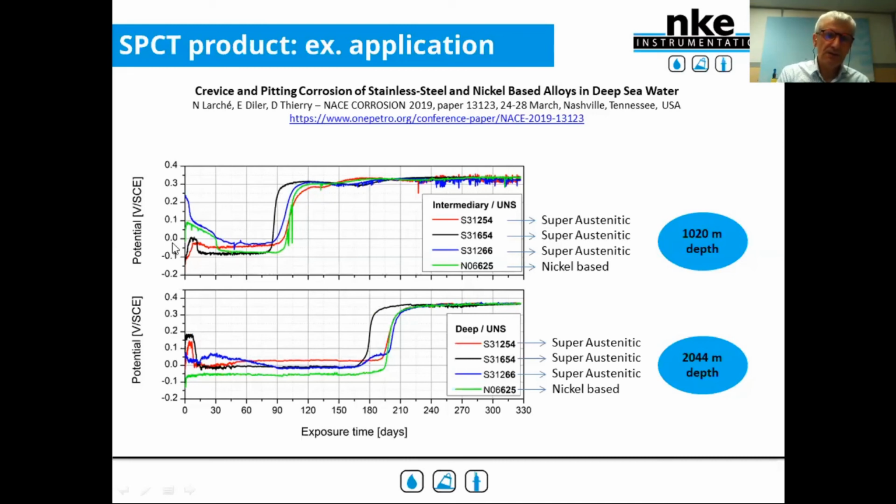So here we see the potential of the sample at the beginning of the monitoring. And after 3 months, the potential of the sample is rising. So in this case, due to the action of biofilm, the sample is protected. And we can see that depending on the depth, this protection appears after 3 months or after 6 months. Here you see the different stainless steel coupons which were used.